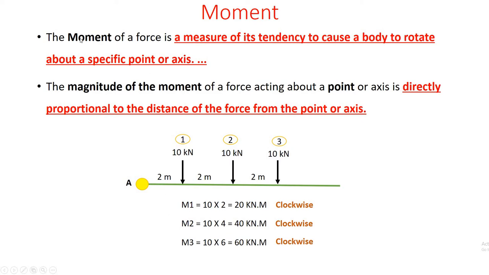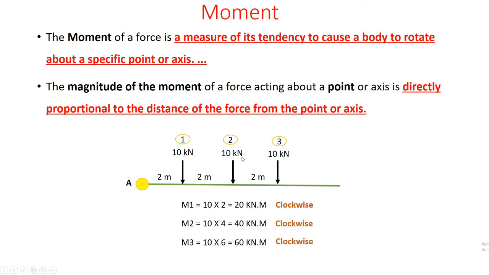Right. So what is the moment? Moment of force is the measure of its tendency to cause a body to rotate about a specific point. Our point is A and each and every force is rotated about A point. So A is our reference point and the magnitude of moment of force acting about a point or axis is directly proportional to the distance of force from the point or axis.